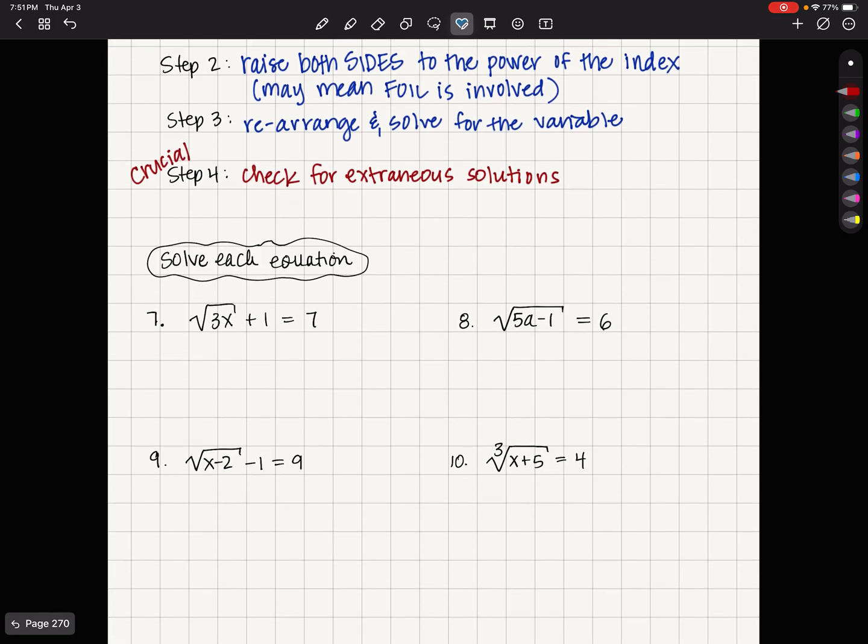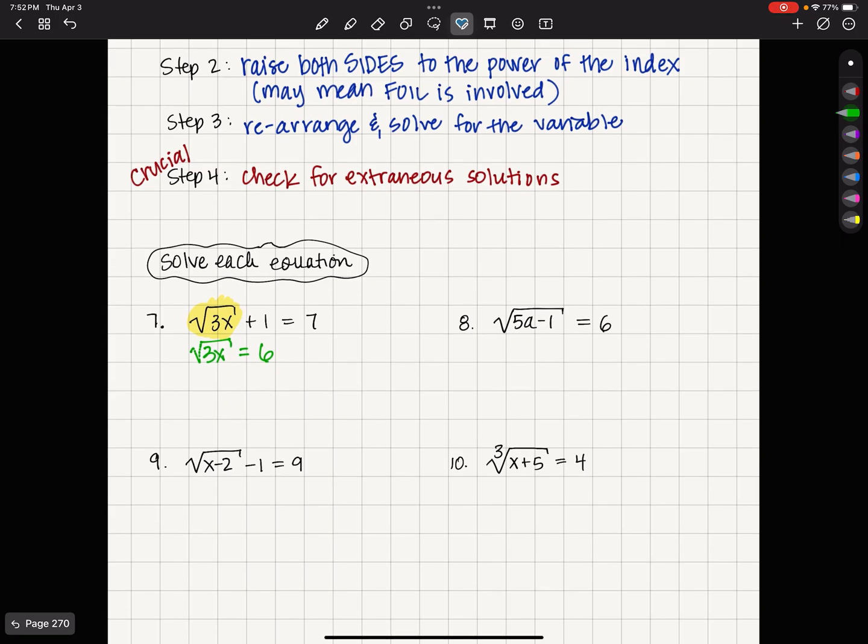So let's get started. We've got number 7. We've got the square root of 3x plus 1 equals 7. Now, the radical is the square root of 3x. That's what we want to isolate. So we want to get that on a side all by itself. So in order to do that, we're going to subtract 1 from both sides. So I have the square root of 3x equals 6 because I subtracted 1 from both sides.